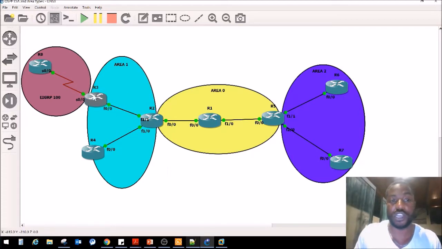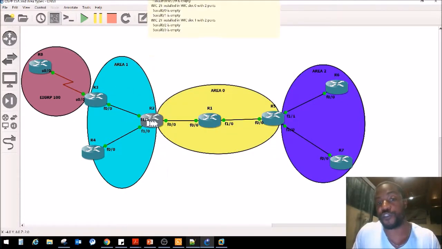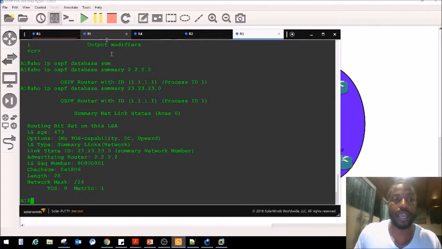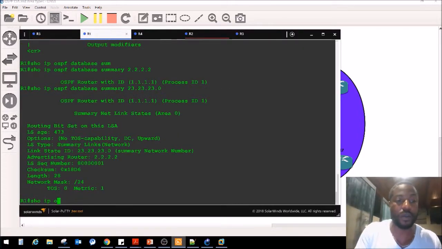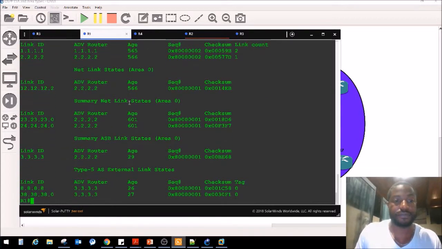Router 3 should generate a type 1. And then type 1s stay within the area. So in order for these guys to know about it, it has to turn into a type 4. That's basically what's happening here. So we're going to go back to router 1 and see if we generated a type 4 here. Show IP OSPF database. Actually, yeah, there it is right there.